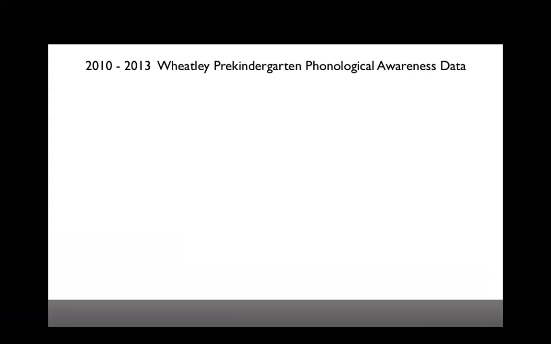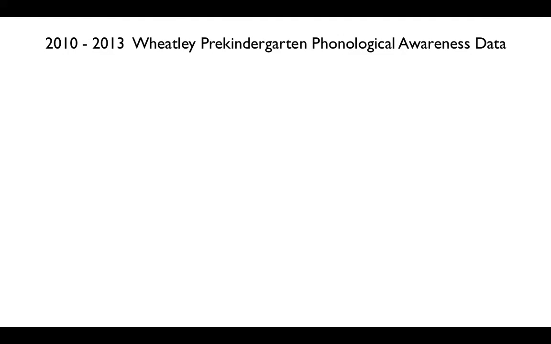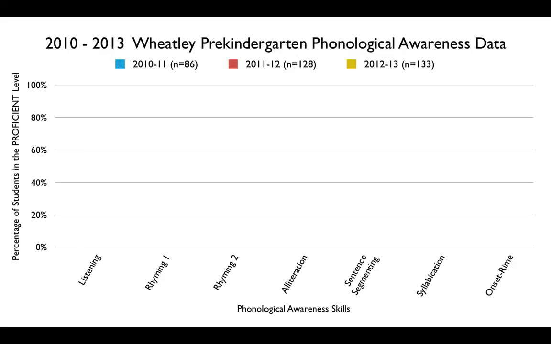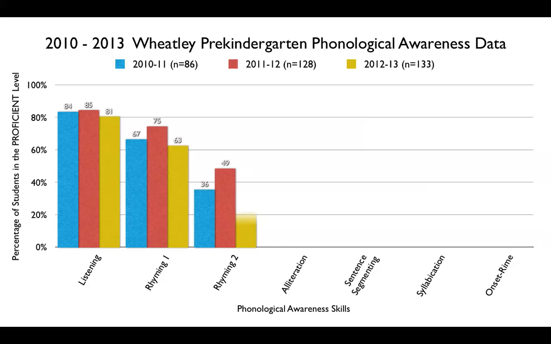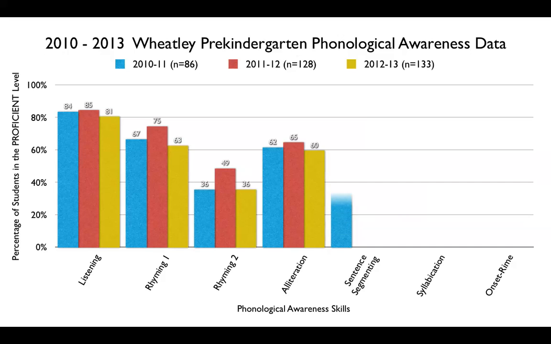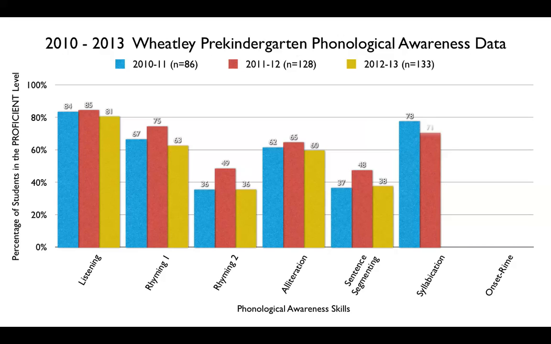Now let's look at the phonological awareness data for the last 3 years. And again, this chart only reports the proficient level. That's for listening, for rhyming 1, for rhyming 2, alliteration, sentence segmenting, syllabication, and onset rhyme.